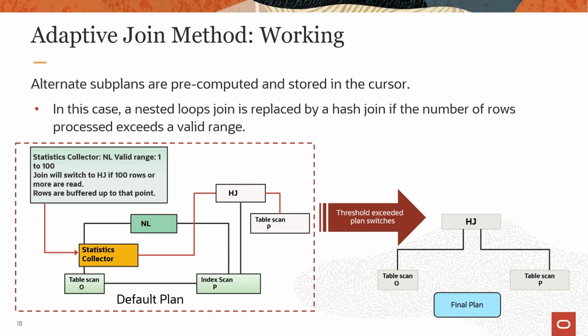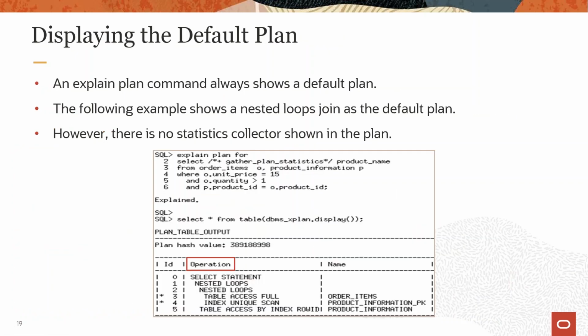And your final plan will be a hash join, while the default plan started out as a nested loop. Now, if you want to display a plan and you're going to use the explain plan command, which doesn't execute the statement, you cannot have adaptive query optimization, because that is a runtime adjustment of the execution plan. The explain plan command will always show the default plan.